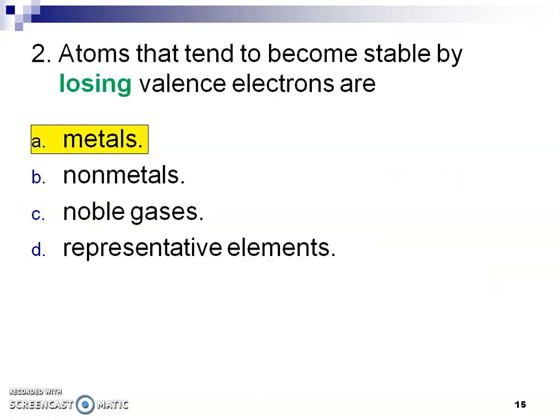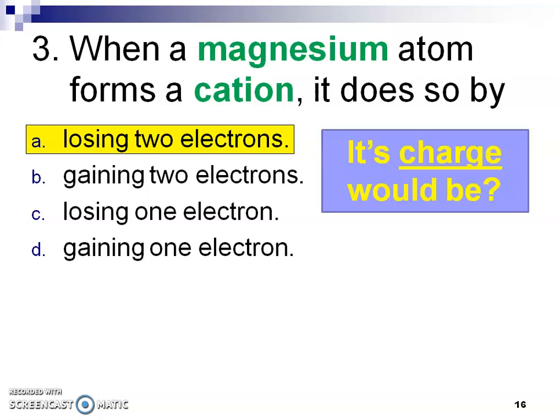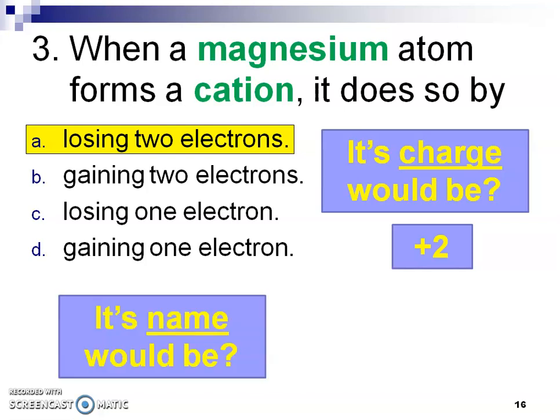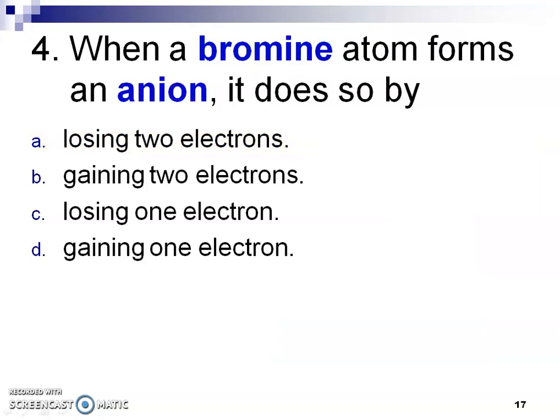All right, number 2. Hopefully you paused and came up with metals. Metals lose electrons to gain stability, and nonmetals gain electrons to gain stability. Number 3, hopefully you came up with this, looking at that periodic table of yours, right? Magnesium's in group 2. That means it's going to have to lose 2 electrons. It's 2 valence electrons. So what would the charge be? Hopefully you thought of +2. All right, now how about that name? Hopefully you came up with, well, magnesium's a metal, so it's going to stay that metal name, magnesium. All right, last one, I believe.